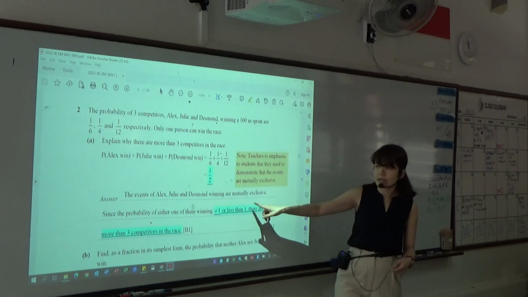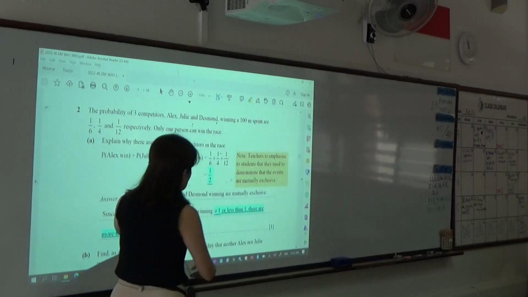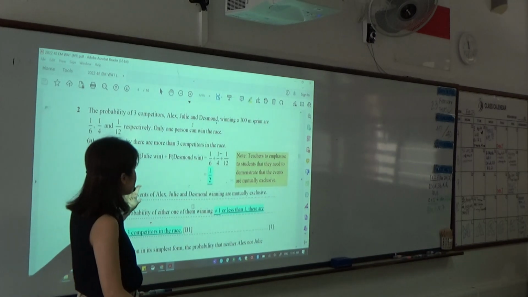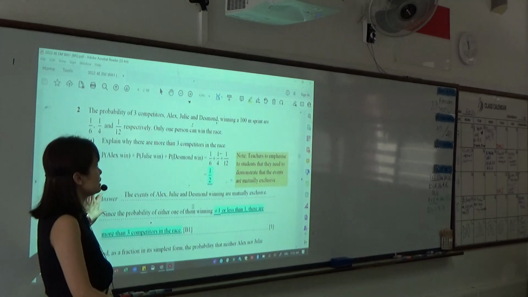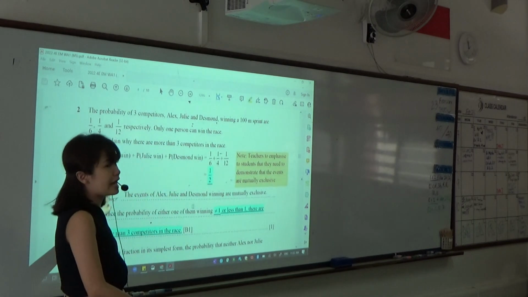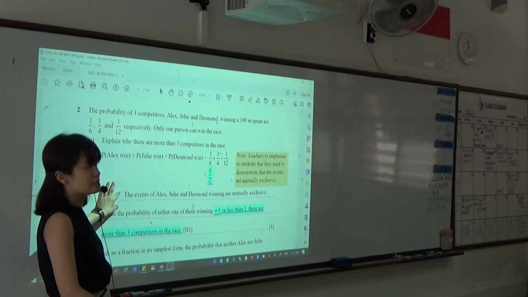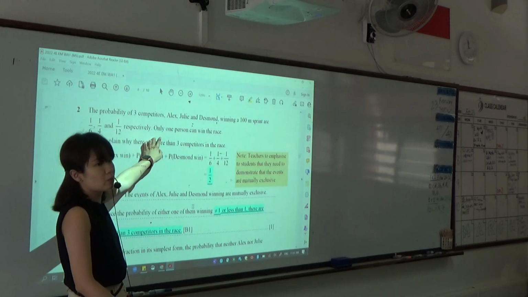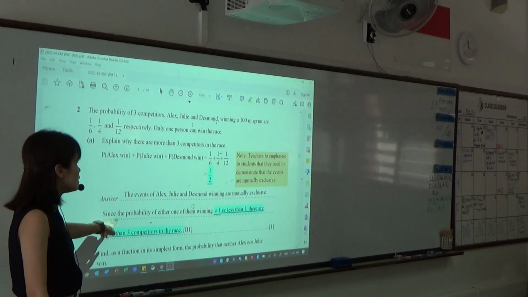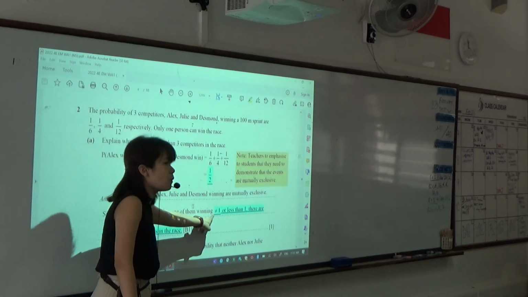Then we need to say that the events of Alex, Julie, and Desmond winning are mutually exclusive. Well, this point itself, if you did not mention, we did not actually penalize you. But really, we should develop the idea and realize that it is mutually exclusive because only one person can win the race. Say the probability of either of them winning is not equals to 1.